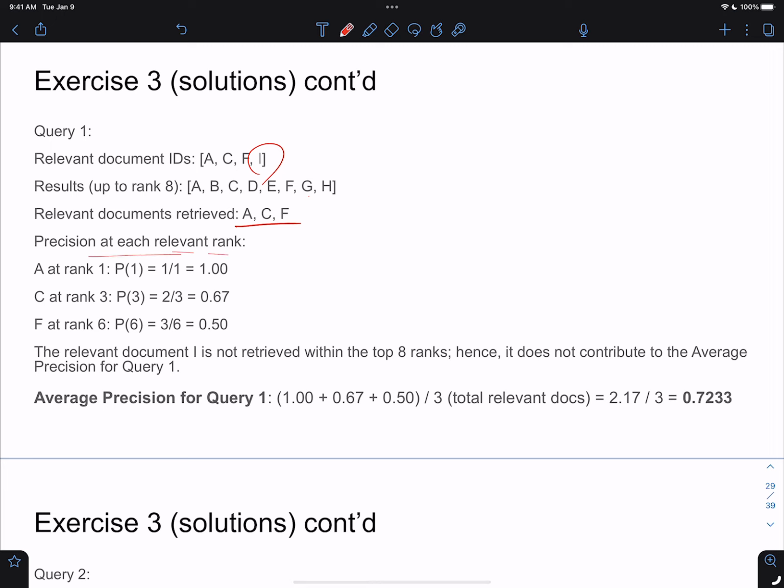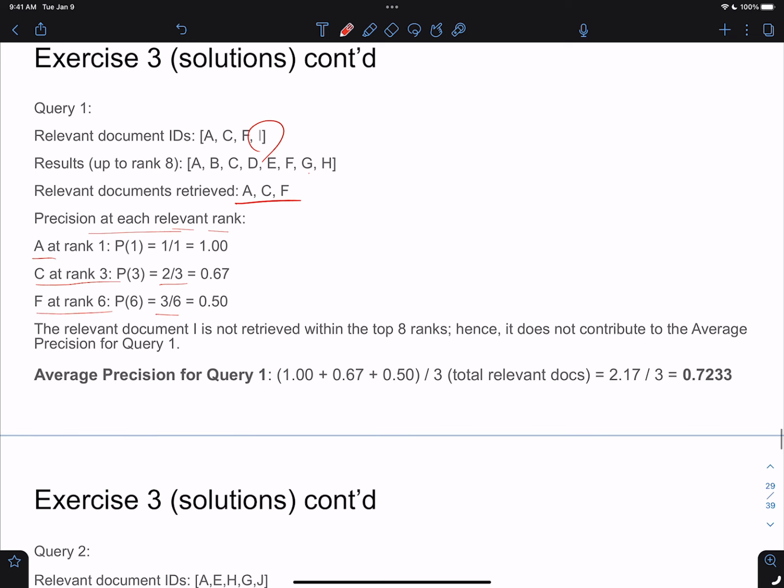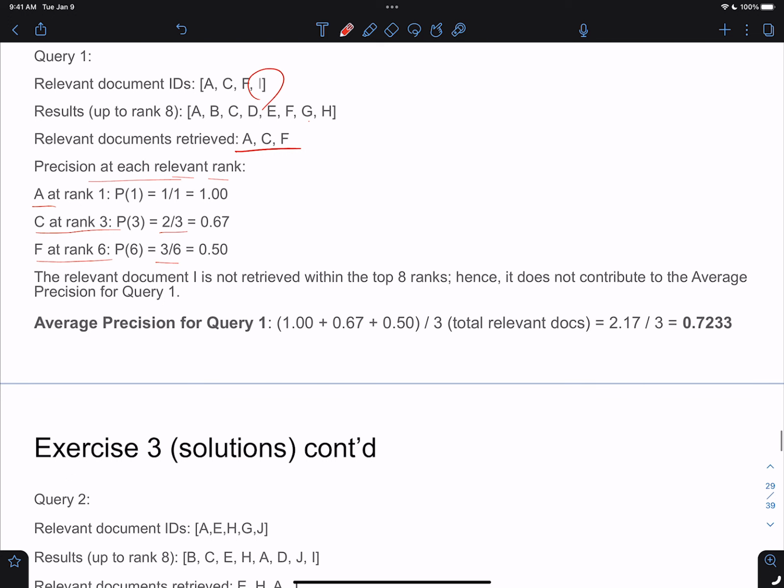So the precision at each relevant rank: at rank 1, A, the precision is 1. At rank 3, it's 2/3. At rank 6, 3/6, okay? And as a reminder, the relevant document I is not retrieved within the top 8 ranks, hence it does not contribute to the average precision for query 1, okay? So the average precision for query 1 is just going to be 1 plus 0.67 plus 0.5 over 3, because 3 is the number of relevant documents retrieved. So 2.17 over 3, which will be 0.7233.